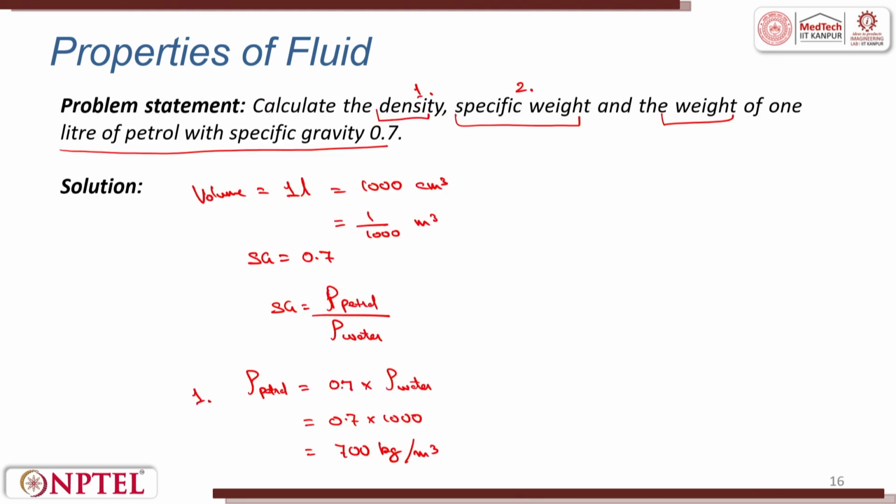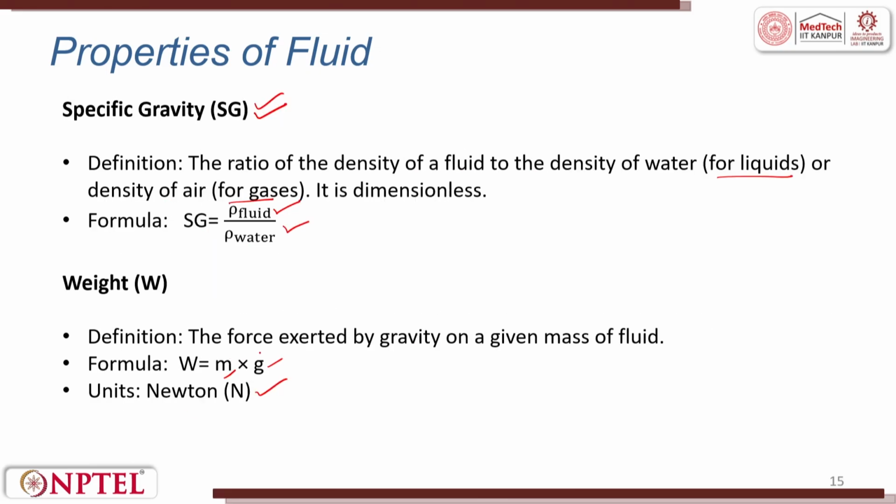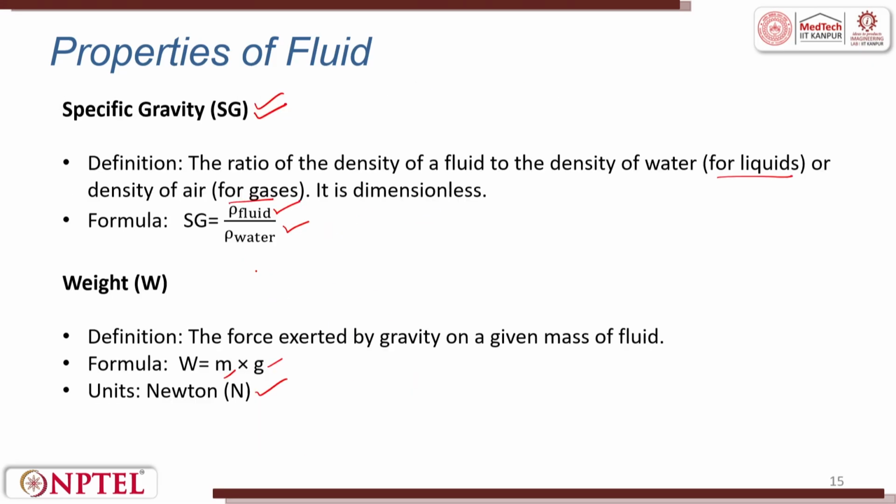For specific weight, I can put this relation. Specific weight is W or gamma, which is rho into G, right? How did we come to rho into G? That also I can derive here. For example, W is weight of fluid per unit volume of fluid. This is equal to W per unit V. What is this W? W is M into G. That also you can see it here. W is M into G here.